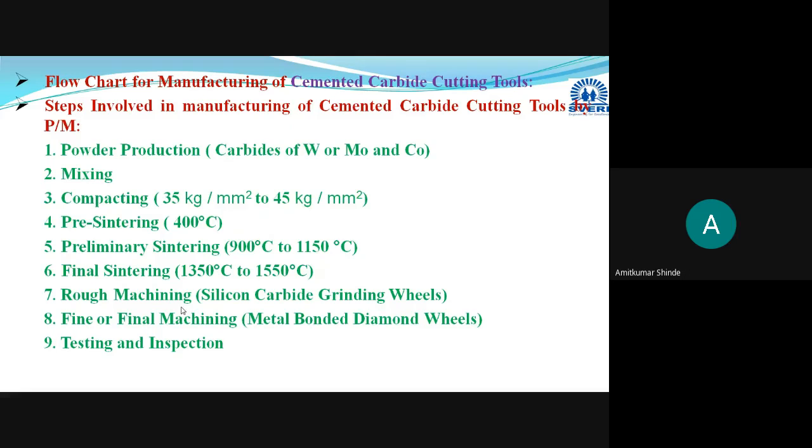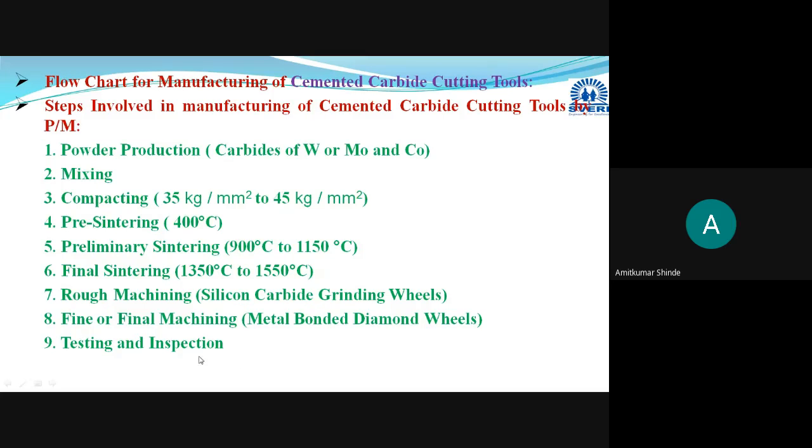That will be termed as the final machining or fine machining operation. After that, while drawing the flow chart, the symbol will be the same. You just have to mention the names and wheels used. Silicon carbide grinding wheels and metal bonded diamond wheels will be used for the final operations. After this, you will get your component with the desired shape and size, or in the desired dimension.